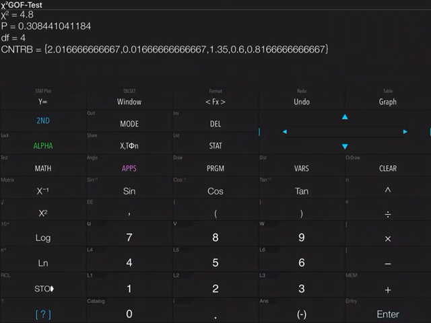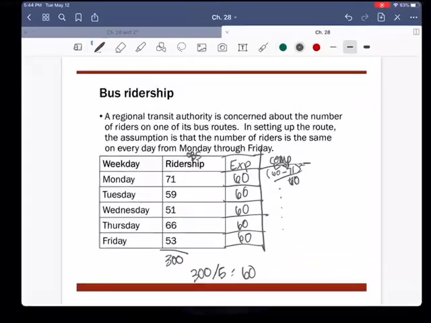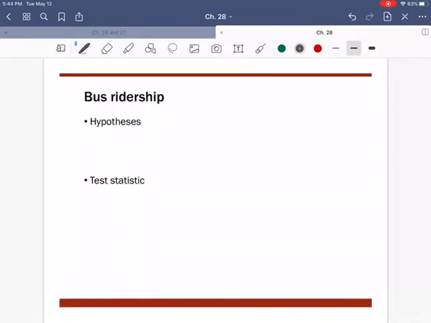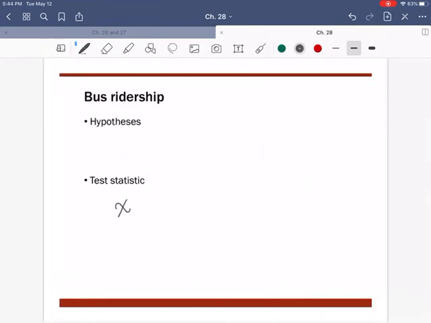So chi-square is 4.8. P-value is 30.8%, and it does give you each of the individual components. So for Monday, our chi-square component was 2.02. On Tuesday, it was 0.02. On Wednesday, it was 1.35. Thursday, it was 0.6. Friday, it was 0.8182. The important numbers here are 4.8 and 30.8%.